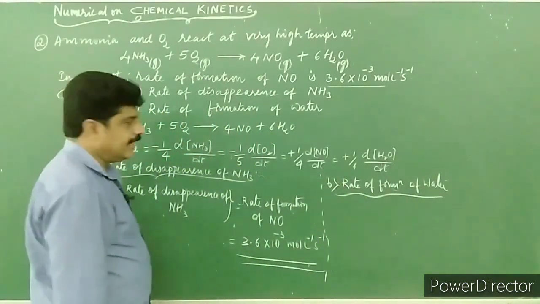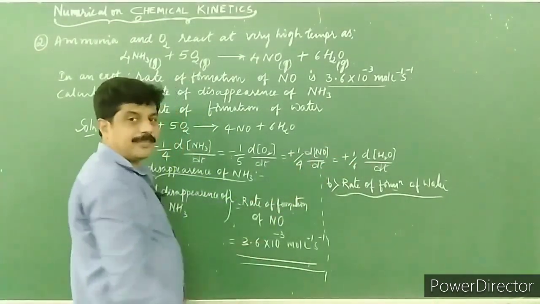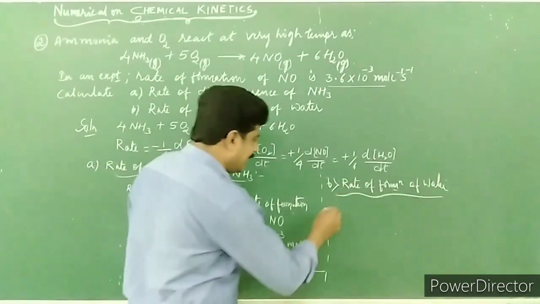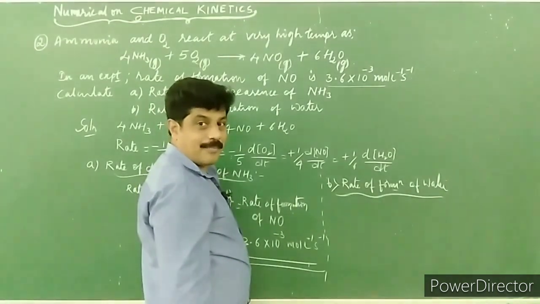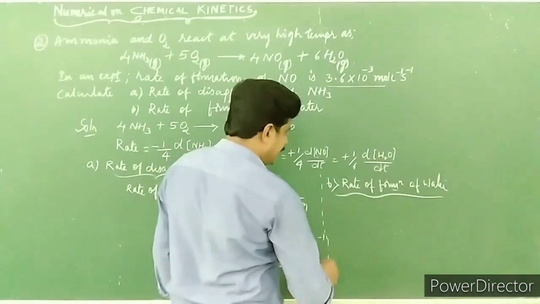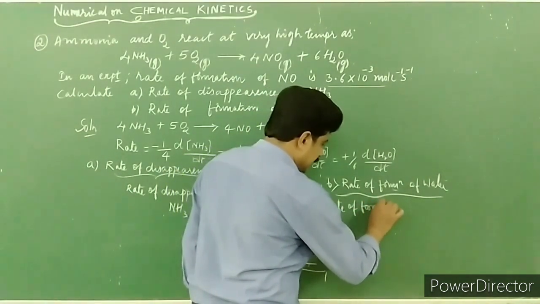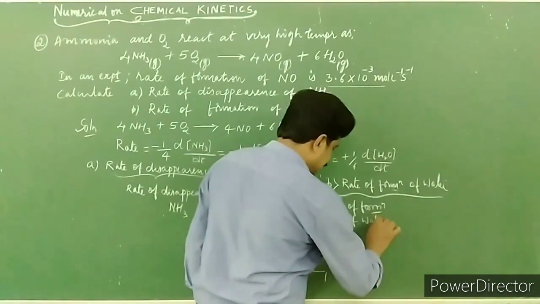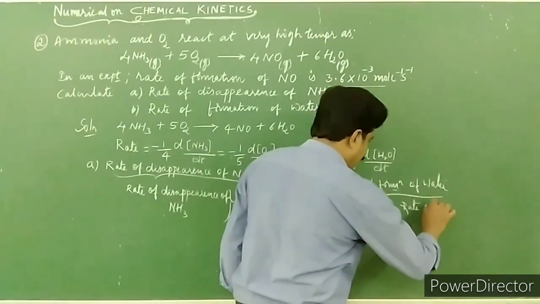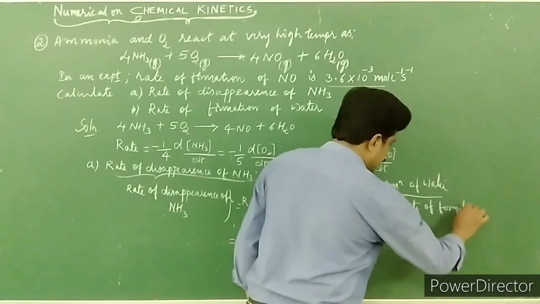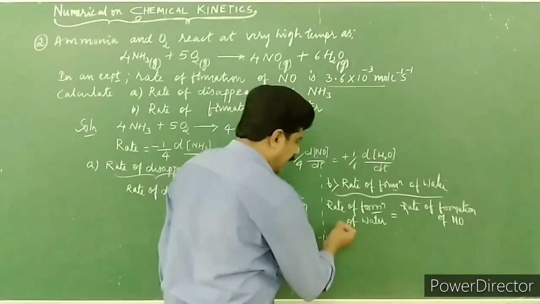Look at here. The rate of formation of water is equal to the rate of formation of nitric oxide. I know the value of the rate of formation of nitric oxide, that is equal to 3.6 into 10 to the power minus 3 mole per liter per second. So what I write here: the rate of formation of water is equal to the rate of formation of nitric oxide, NO.